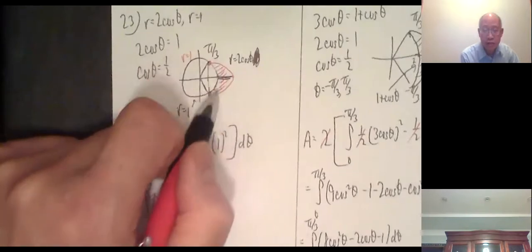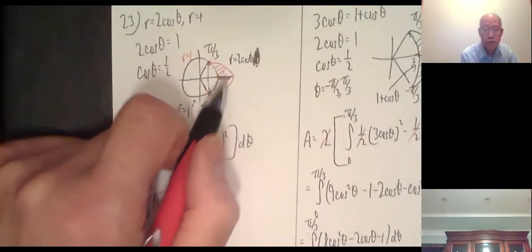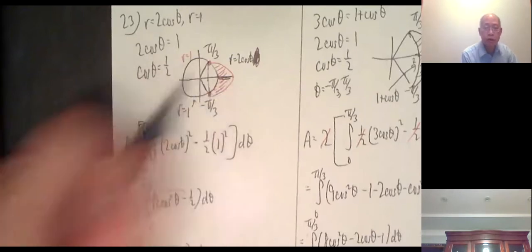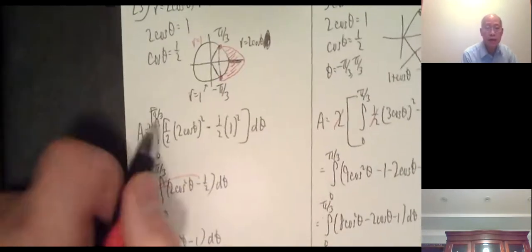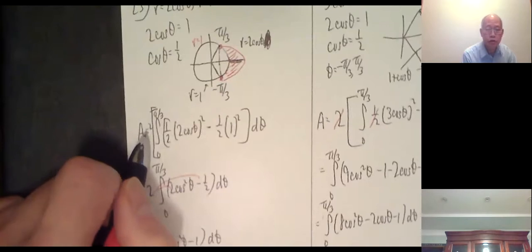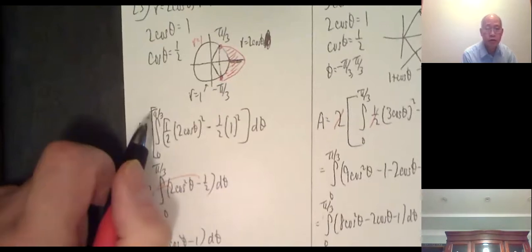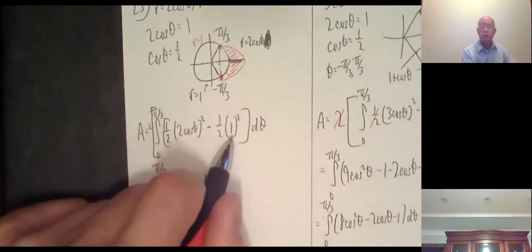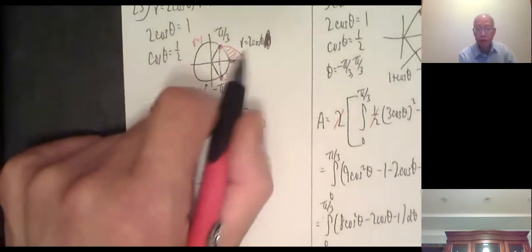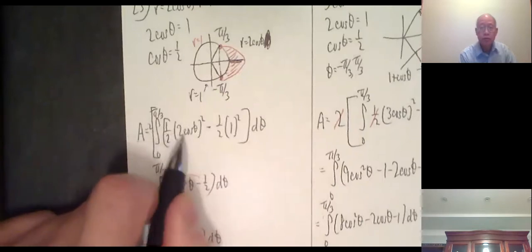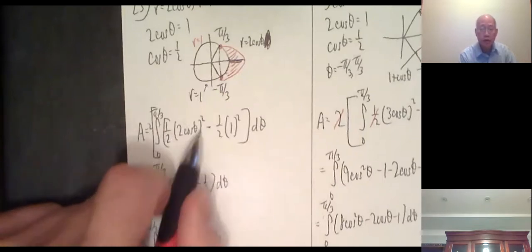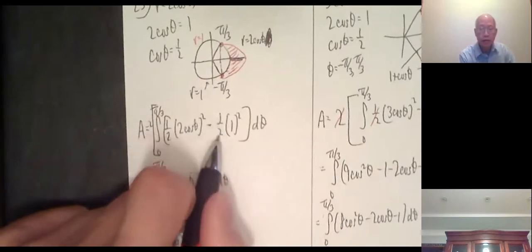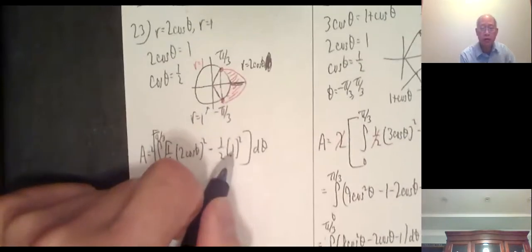And you can tell I have symmetry. So by symmetry, I'm not going to integrate from negative pi over 3 to pi over 3. I'll integrate from 0 to pi over 3 and double it. So 2 times the integral from 0 to pi over 3 of upper minus lower. The upper function, the further out, is 2 cosine theta. So 1/2 big R squared, (2 cosine theta) squared, minus 1/2 smaller radius squared, which is 1 squared.